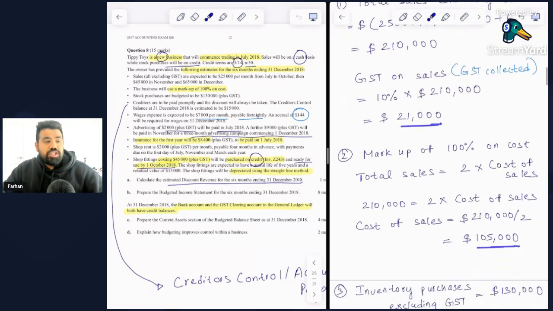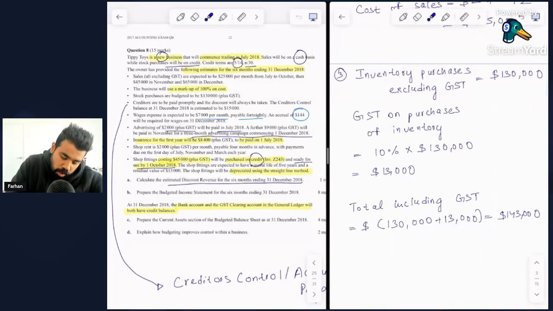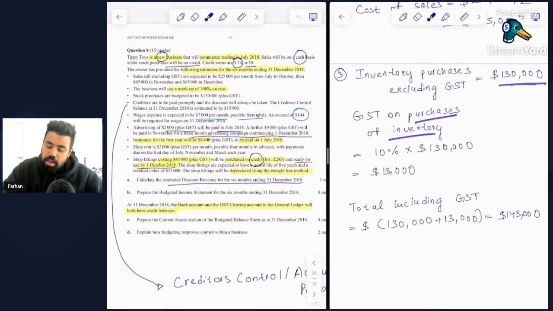So what about transaction number 3? Stock purchases are budgeted to be $130,000 plus GST. Stock purchases and inventory purchases are synonymous to each other. So the inventory purchases excluding GST is already given, which is $130,000. If I find the GST on purchases of inventory, I multiply 10% with $130,000, and that is $13,000. What about the total inventory purchases including GST? That's $130,000 plus $13,000, which is $143,000.